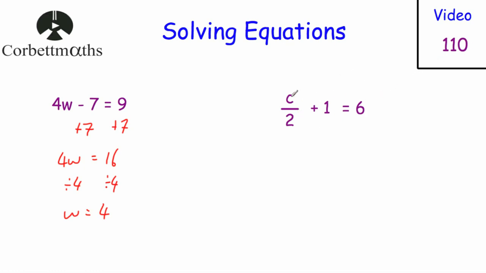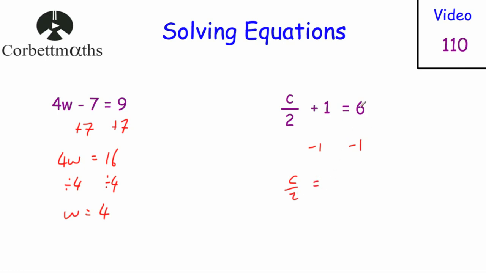Okay, our next equation is c divided by 2 plus 1 equals 6. So what we want to do is get the c on its own, so let's get rid of this plus 1. So we're going to minus 1 and minus 1 from both sides of the equation. So on the left-hand side, we had c divided by 2 plus 1, but we've taken away 1, so this is going to leave us with c divided by 2.